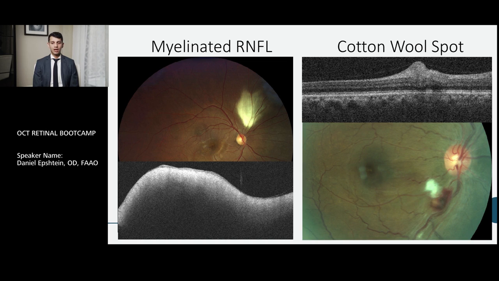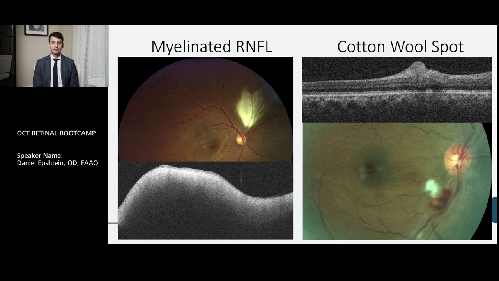And then the patient on your right, in fact, that's also myelinated retinal nerve fiber layer, but it looks like a cotton wool spot. So if you have a patient, maybe it's 20 years old and all of a sudden you see a lesion like this and you're concerned it's a cotton wool spot, you can always do an OCT to really figure it out before doing any sort of lab serological workup.